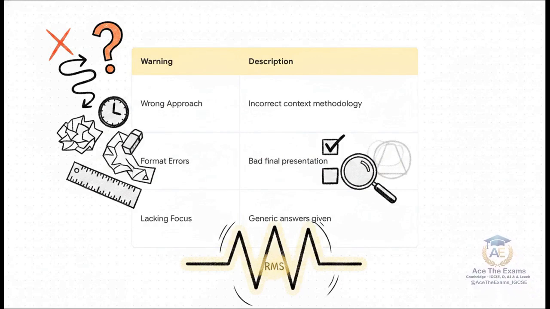Number 1, the wrong approach, using an incorrect methodology for the specific AC context given. Number 2, formatting errors, doing all the incredibly hard math, but forgetting to check your final presentation in units. And number 3, lacking specificity, providing generic, memorized physics answers that aren't actually tailored to the specific context of the question. You have to answer the question in front of you, not the one you wish you had been asked.